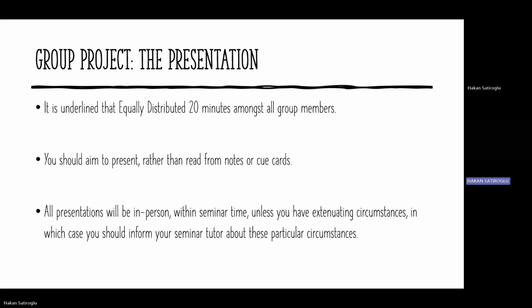All presentations will be in person within seminar time, unless you have extenuating circumstances, in which case you should inform your seminar tutor about these particular circumstances. It is not like last minute. And even though some students are scared and not confident, I want all of them in the group and present there in the video record. I want to see all my students in the group members.